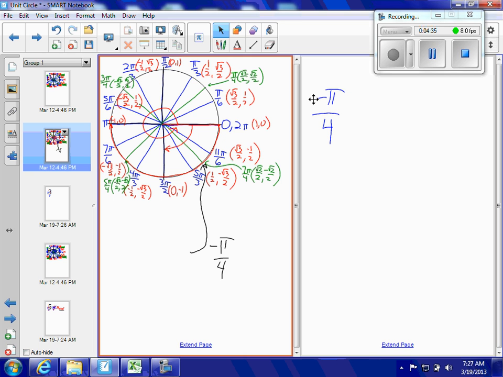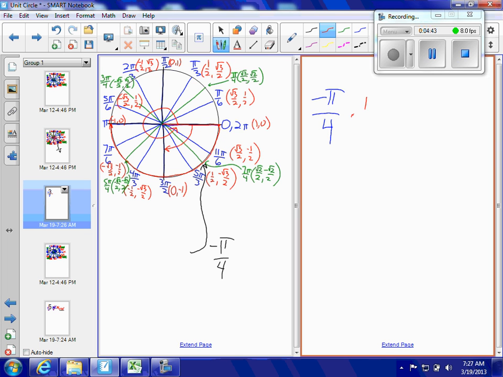So let's change this into degrees. I know it's radians right now because I have pi on the top, so I'm going to change it to degrees. I just take my 180 degrees divided by pi radians. I cancel out my pi. I still have the negative sign though. 4 into 180 is 45. So I have 45 degrees. I still have the negative sign, so negative 45 degrees.